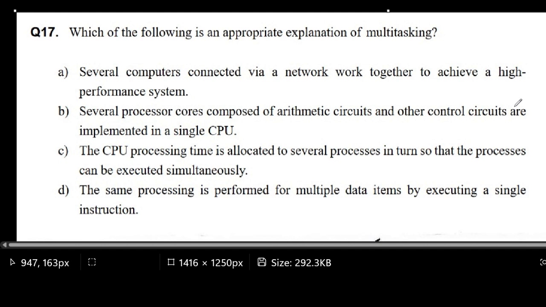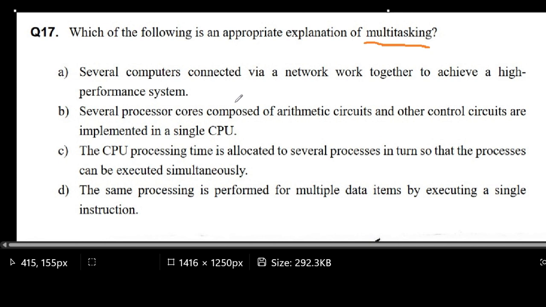Question number 17 of the IT passport exam from PhilNITS. In this question, we are being asked, which of the following is an appropriate explanation of multitasking? The keyword here is multitasking. To answer this question, we also need to look into each and every choice that we have, and from there choose which one would be the correct answer.